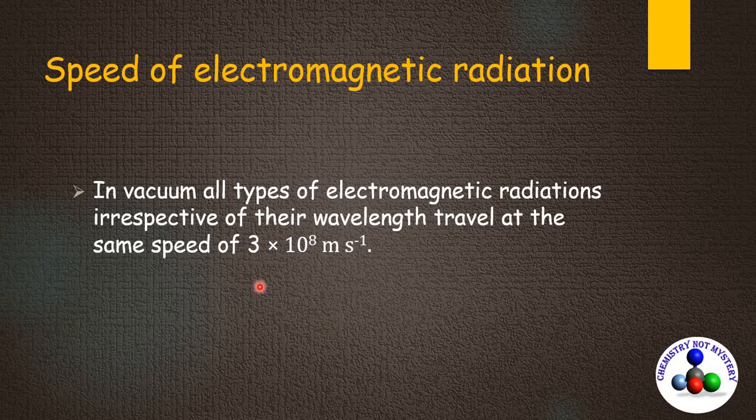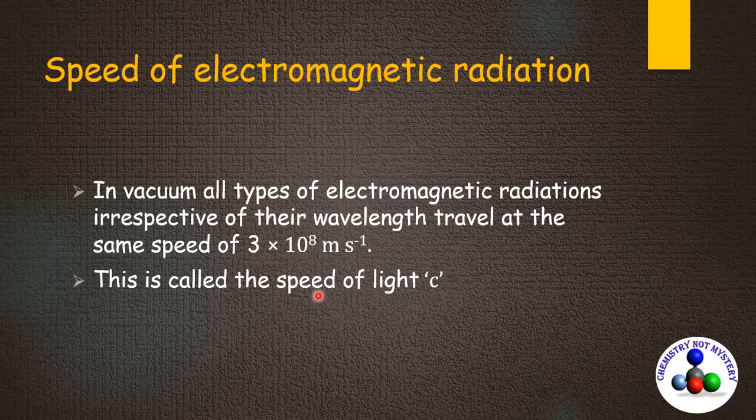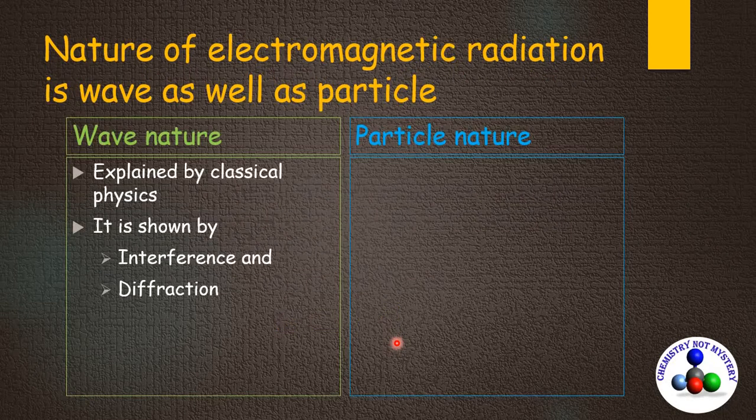So, with which speed do electromagnetic radiations travel? In vacuum, all types of electromagnetic radiations, irrespective of their wavelength or frequency, travel at the same speed of 3 into 10^8 meter per second. And this is called the speed of light and represented by letter c. c is equal to nu lambda. With this equation, you can find a relation between speed of light, frequency of a given radiation, and its corresponding wavelength. Electromagnetic radiation is not only a wave, it also behaves as a particle.